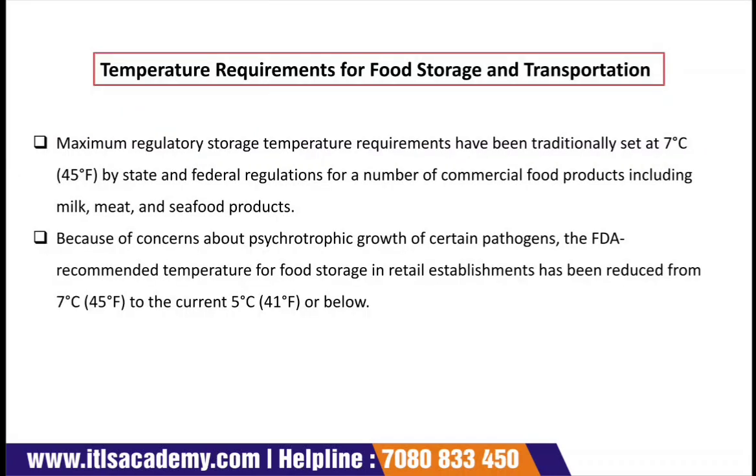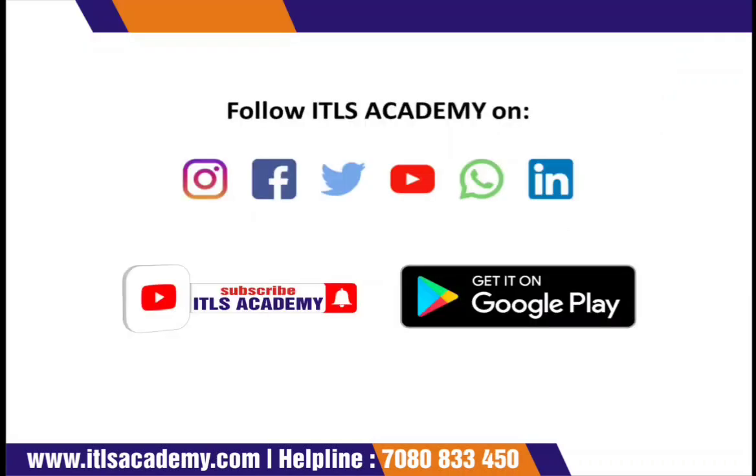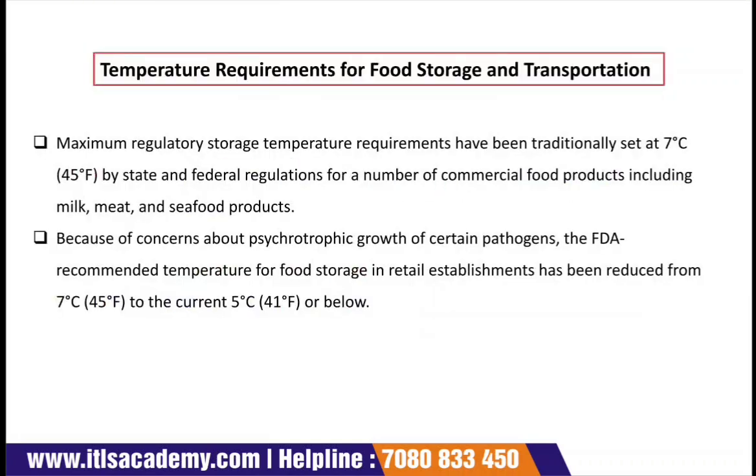Now, temperature required for food storage, let us quickly complete this. The maximum regulatory storage temperature requirement has traditionally been set at 7 degrees centigrade, that is 45 Fahrenheit, by state and federal regulation for a number of commercial food products that include milk, meat and seafood products. So the storage temperature required for these different kinds of food products, that is milk, meat and seafood, is 7 degrees centigrade, set by the state as well as the federal regulation.